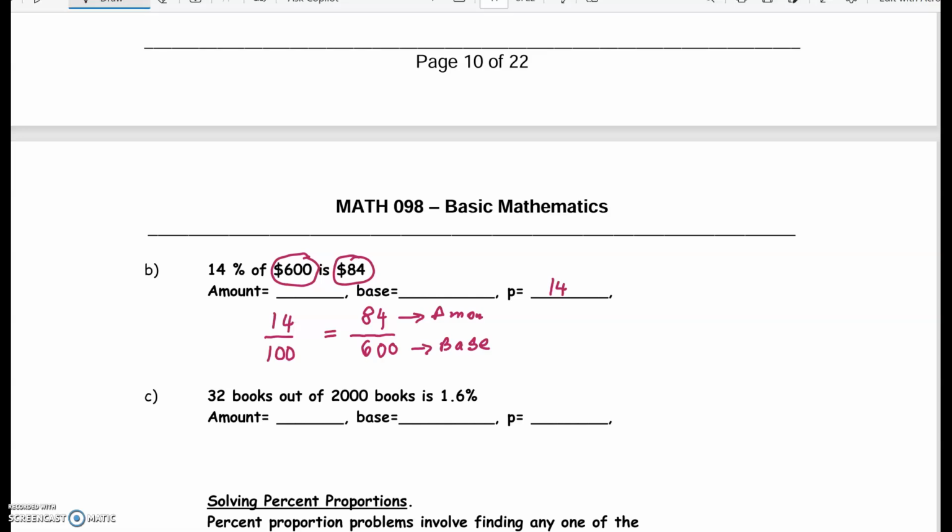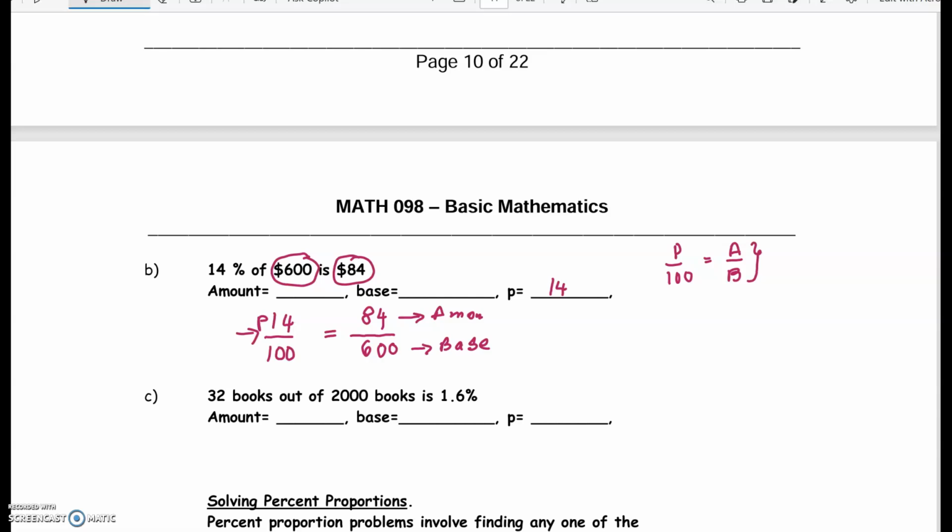So you can always check. So this is the P over 100. What we've set up is P over 100 is equal to amount over base. You don't have to think of this or memorize it, but if you can set it up using logic, that'll be much better.